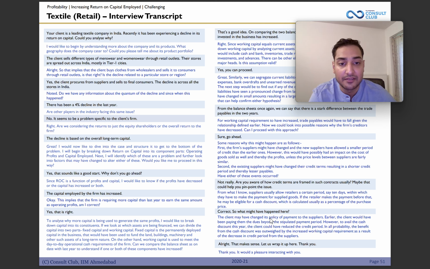So, what might have happened here? The client may have changed his policy of payment to the suppliers. Earlier, the client would have been paying them the dues beyond the stipulated payment period. However, to avail the cash discount this year, the client could have reduced the credit period in all probability. The benefit from the cash discount was outweighed by the increased working capital requirement as a result of the decrease in credit period from the supplier.